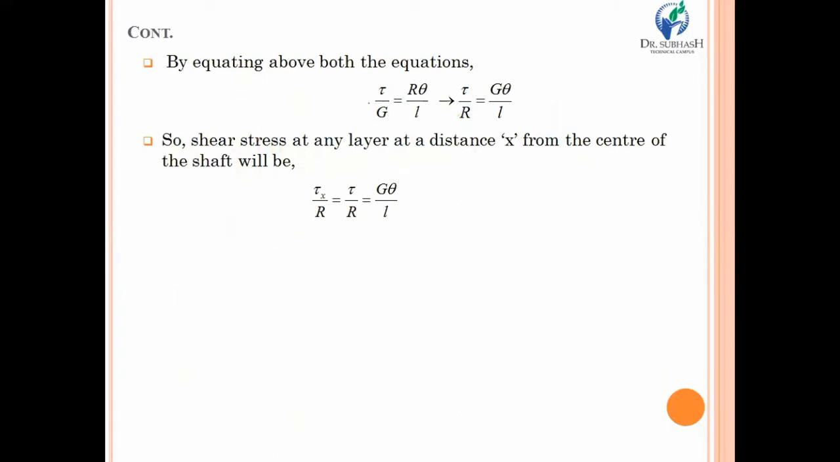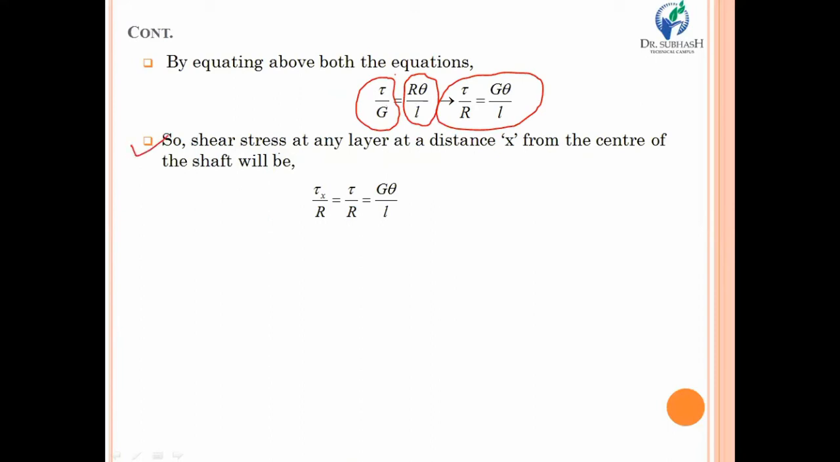Now, you just have to equate both of the equations. In particular, the first relation we have derived is R theta upon L, and it should be equated with the equation of shear stress, strain, and modulus of rigidity. So by equating both of them and simplifying, you will have tau upon R is equal to G theta upon L. So it gives the relation of shear stress with respect to radius of shaft, modulus of rigidity, angular deformation theta, and length of the shaft.